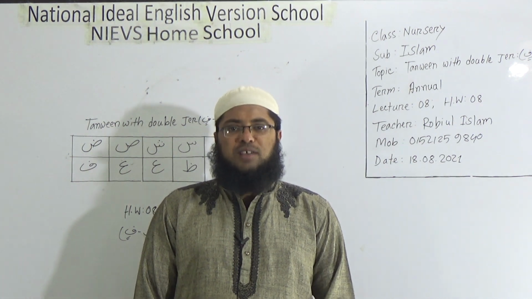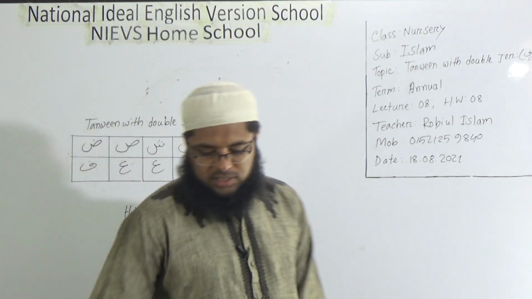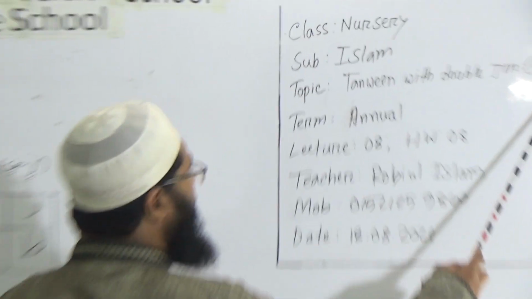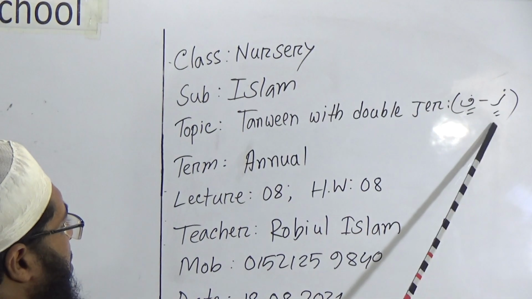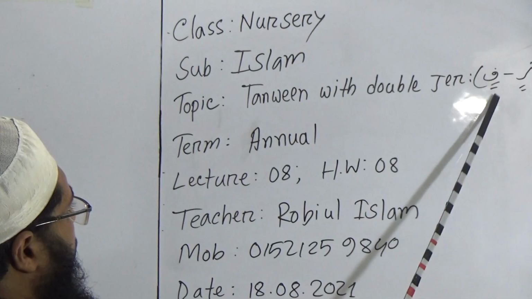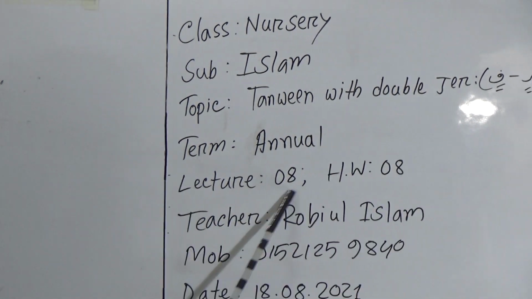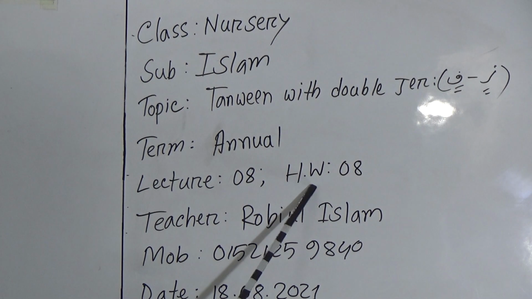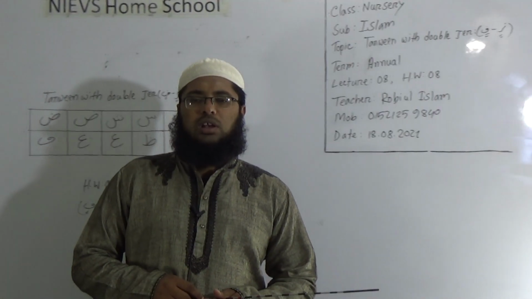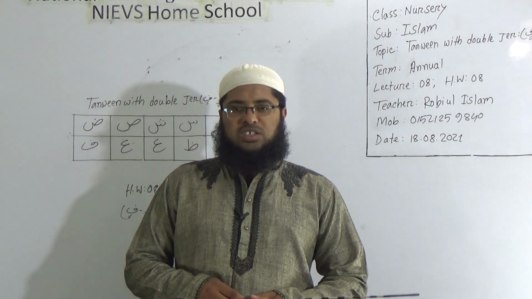Today I'm going to take an Islamic Studies class for class nursery, and our today's topic is Tanween with double zer from Za to Fa. That means from Za dui zer zin to Fa dui zer fin. And my dear students, today is our lecture number 8 and SW number 8. Inshallah, today we will learn Tanween with double zer from Za to Fa. So my dear students, let's start.